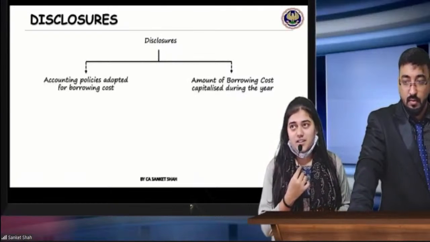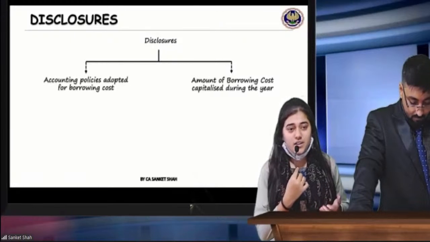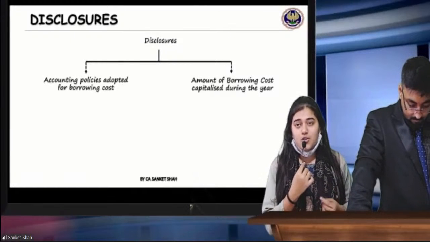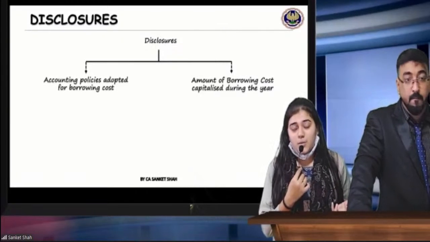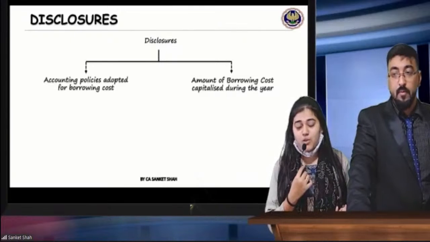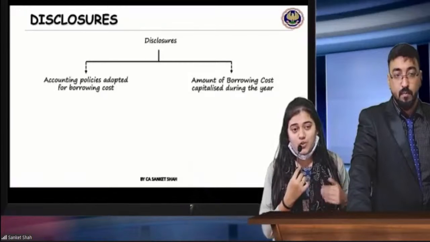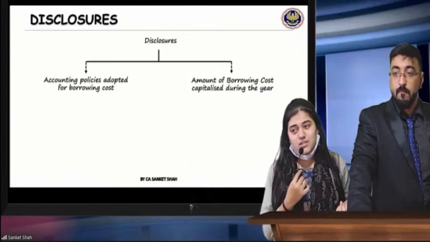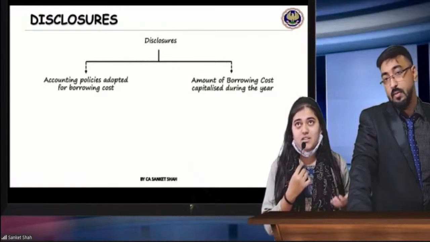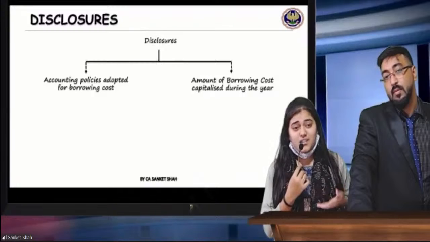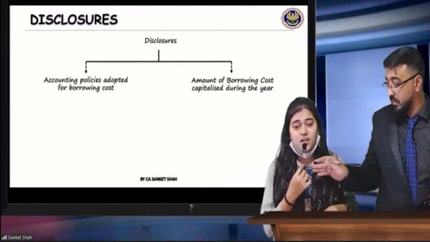Borrowing costs are interest and other costs incurred in connection with borrowing of funds. Then inclusions, there are 5 inclusions. First, interest and commitment charges on borrowing. Second, amortization of discount or premium on borrowing. Third, amortization of ancillary cost relating to borrowing. Fourth, finance charges for asset acquired on finance lease. And fifth, exchange differences to the extent they are regarded as an adjustment to interest cost.